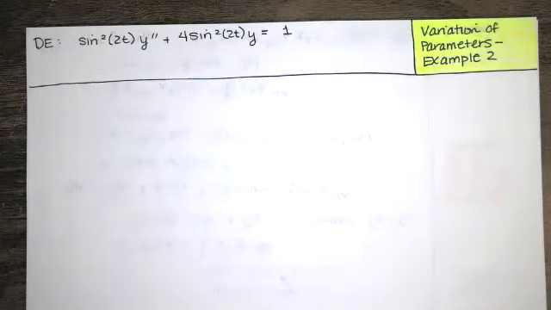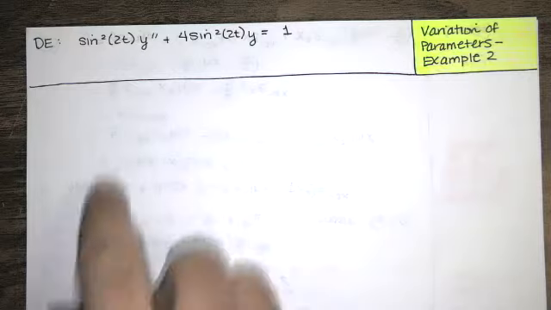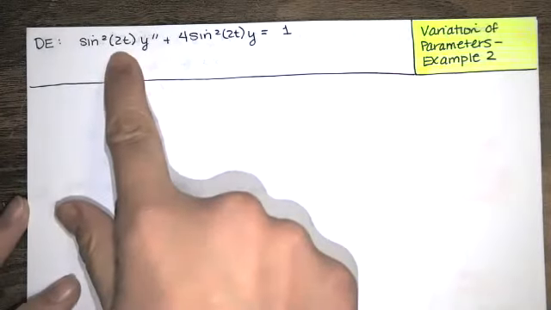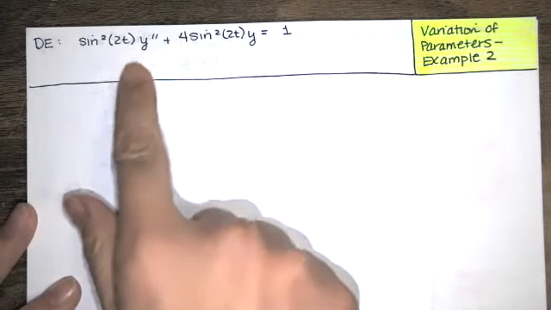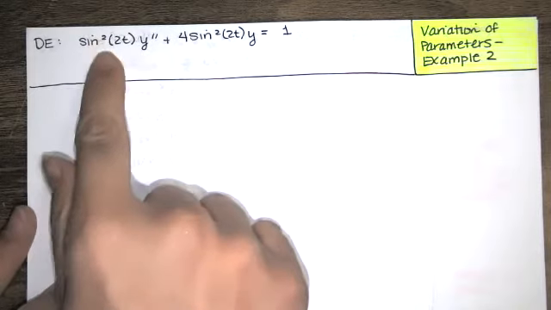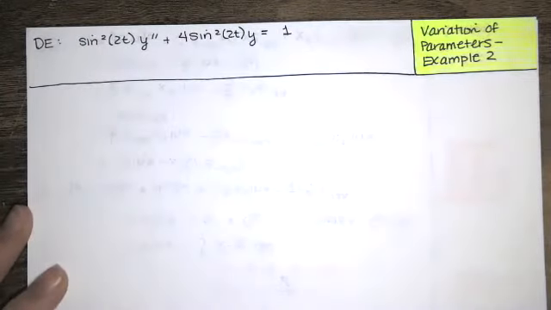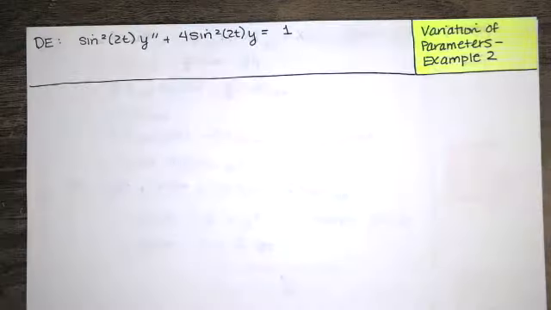In this video, we solve another example problem using the method of variation of parameters. Now we've got a second order differential equation here, but notice that the coefficient of y double prime is not equal to 1. So to cause the coefficient of y double prime to be equal to 1, I will divide every term by sine squared of 2t.